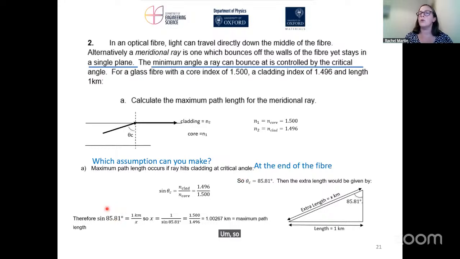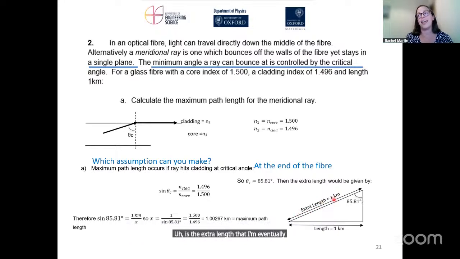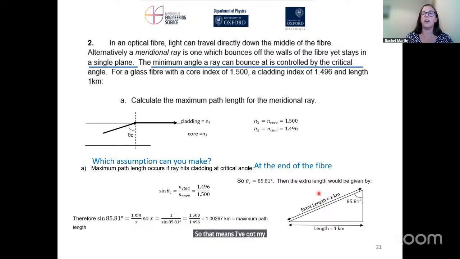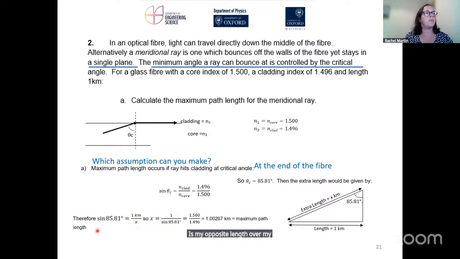So we're just using trigonometry here, where I've drawn my triangle with the critical angle at the top. My opposite was the full length of my optical fiber, and my hypotenuse is the extra length that I'm eventually trying to calculate, x, let's call it. So I've got my opposite, I want to find my hypotenuse, and that's why I'm using sine of the critical angle: my opposite length over my hypotenuse. So hopefully that helps explain why I'm using sine.